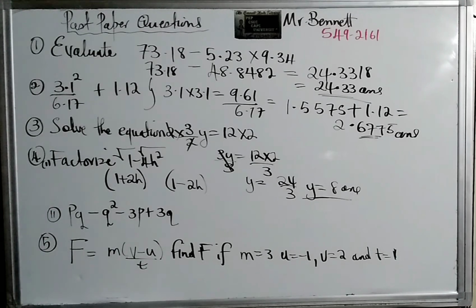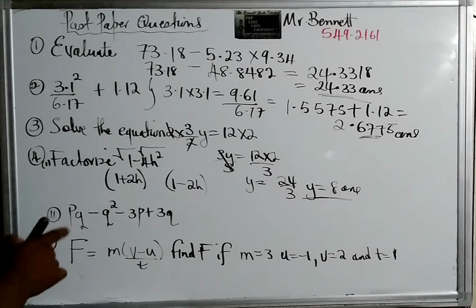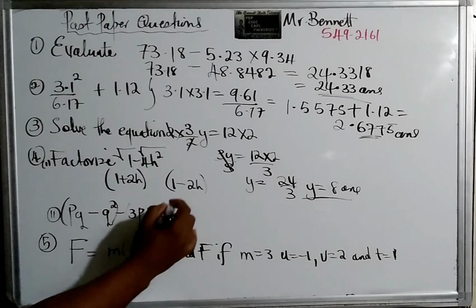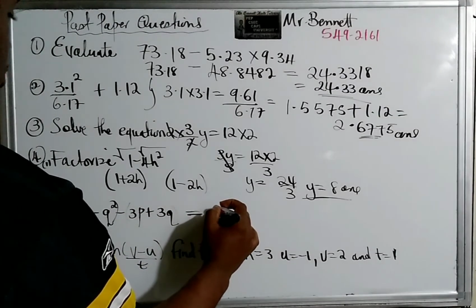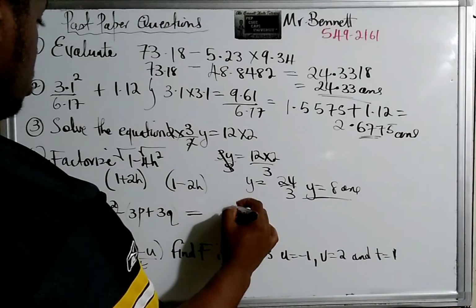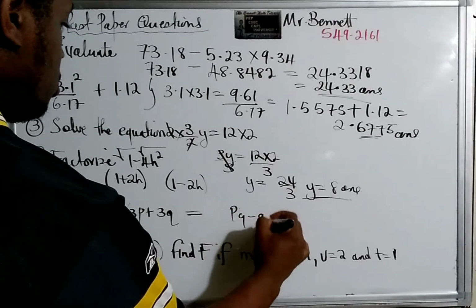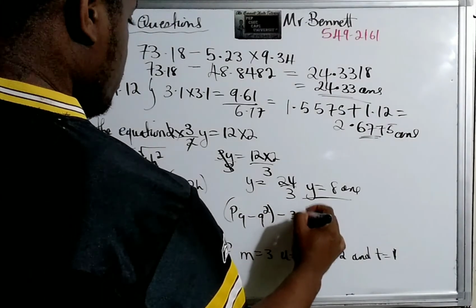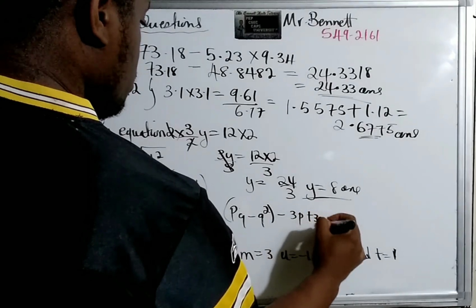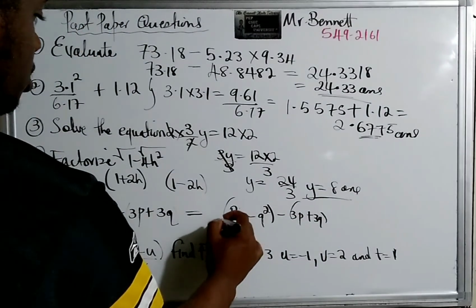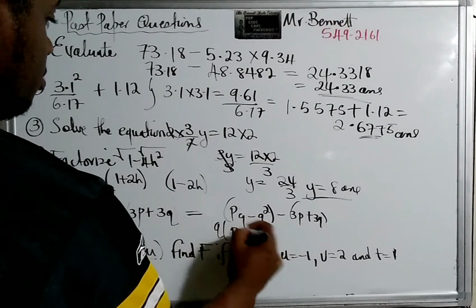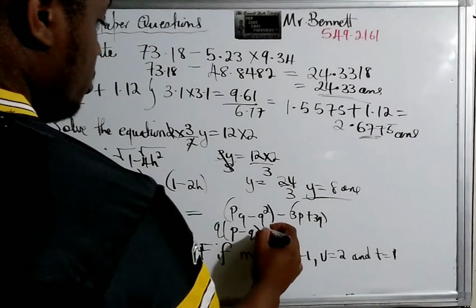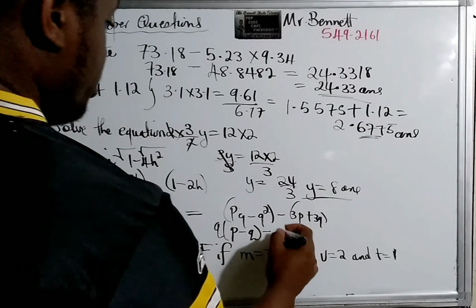Alright, this one, it says factorize also, so we can just put a bracket because q is common here and 3 is common there. So let us rewrite it so people can actually see it. So pq minus q squared minus 3p plus 3q. Now q is common, so we take out q. q into that leaves p, q squared divided by q leaves q. Put the minus. What's common? 3. Alright, so we take out the 3.